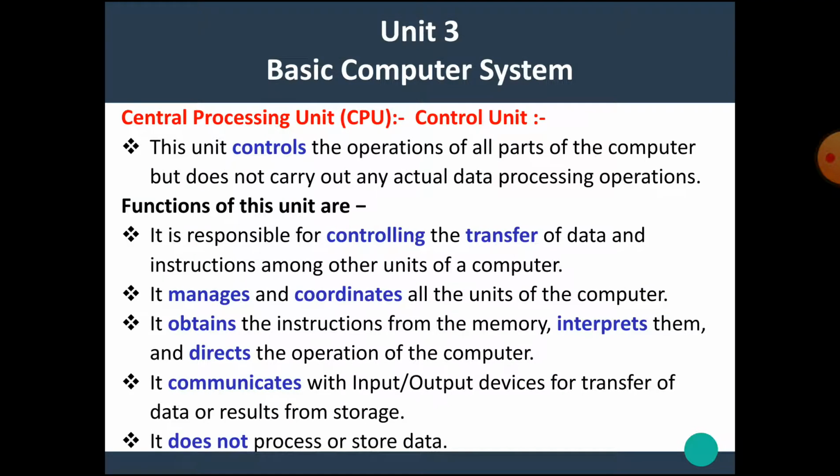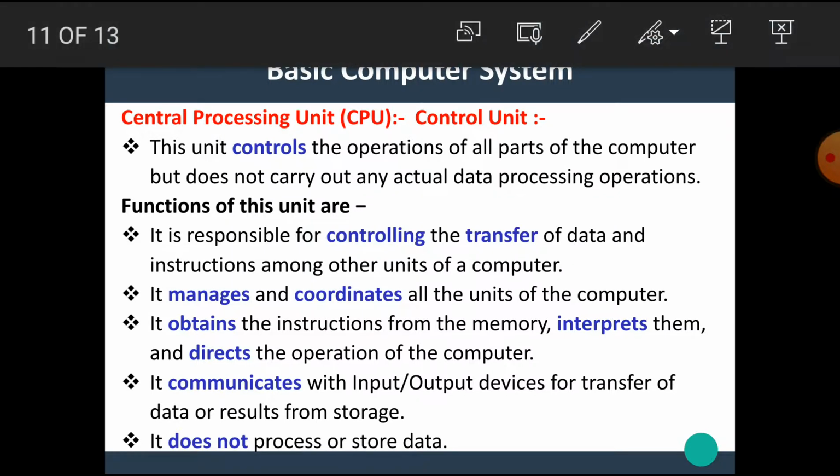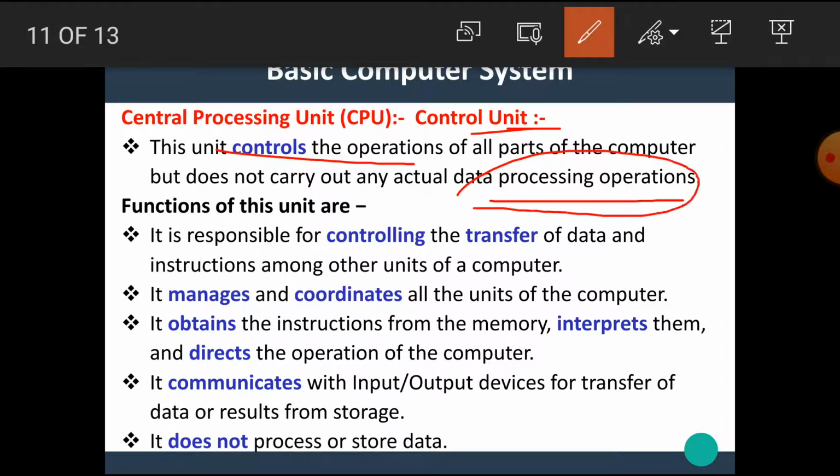Now, let's see the next unit, the control unit. This unit controls the operation of all parts of the computer but does not carry out any actual data processing operation. That means the control unit is not used to perform any data processing operation. It is used only to control the operation.